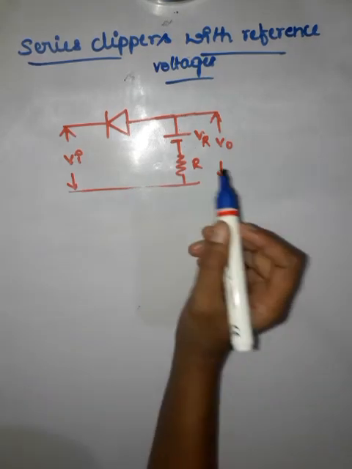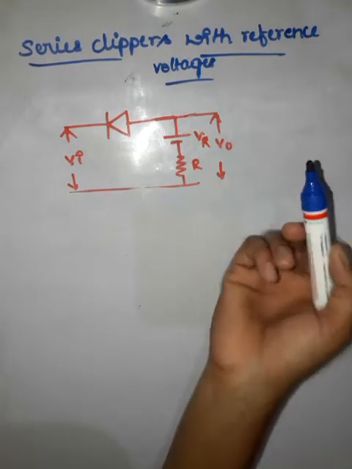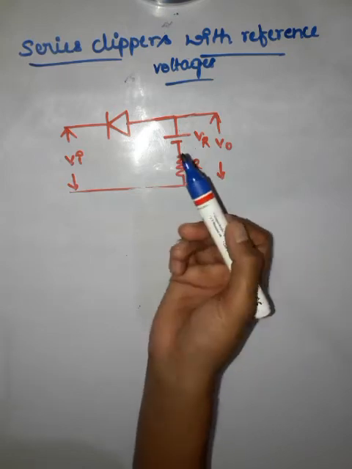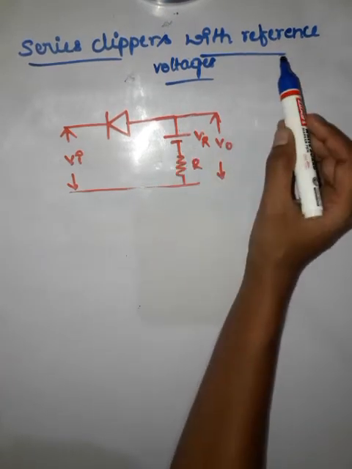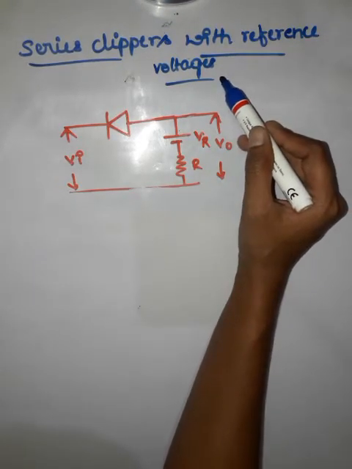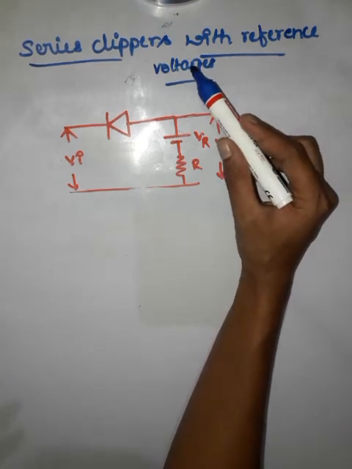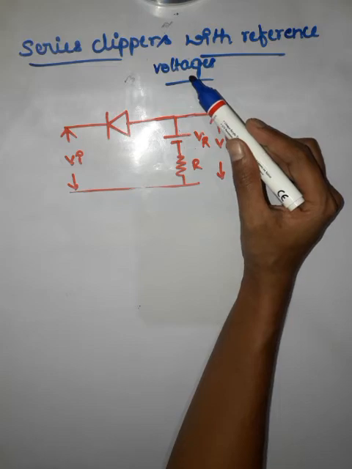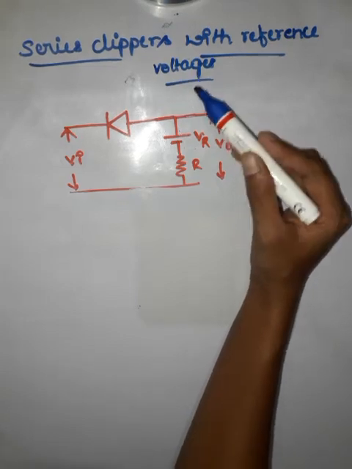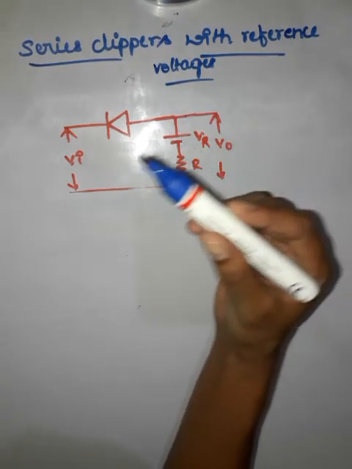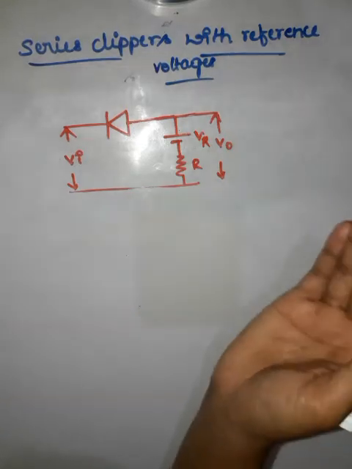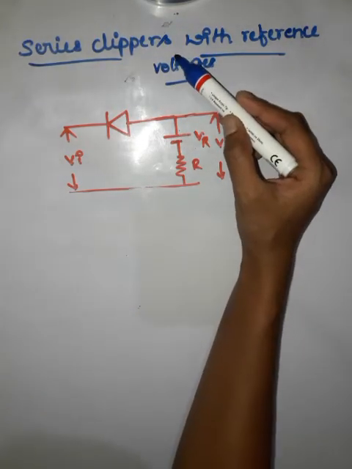In this video, I am going to explain series clipper circuit with reference voltages. As we know what a clipper is, why are we going to use a reference voltage? Whatever output we are going to get from the clipper circuit, we need to adjust as per the requirement. We can remove the unwanted portion or we can shape the waveform that we got from the clipper circuit.